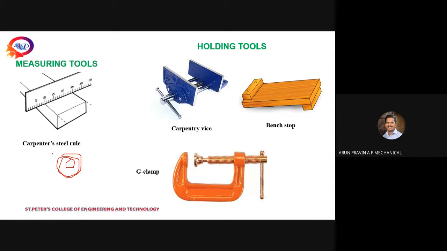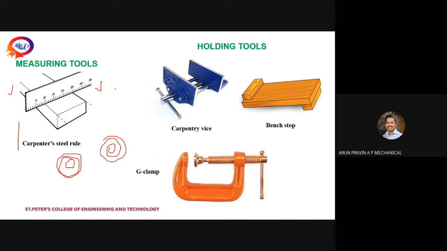So the carpentry steel is nothing but your steel rule. This is a steel rule. Similarly, you know that the round type of tape will be there. That we can also use as a measuring tool. These are mainly measuring tools. We are going to measure the length only.